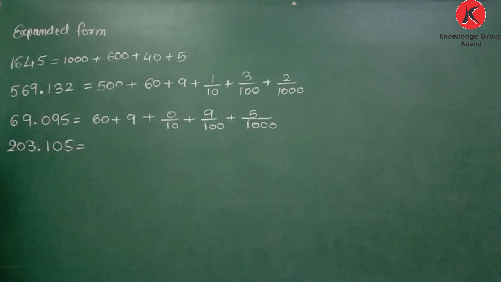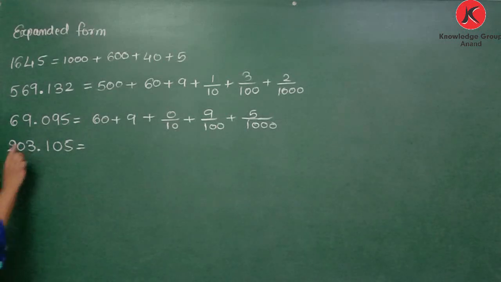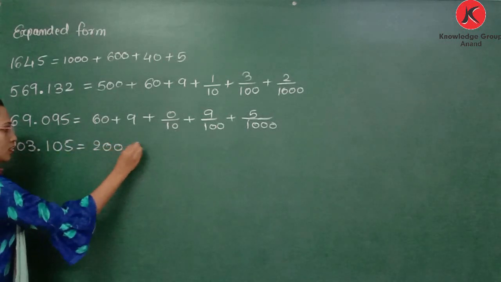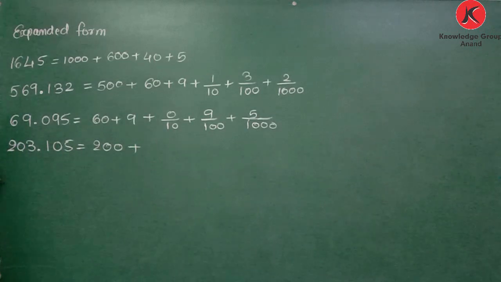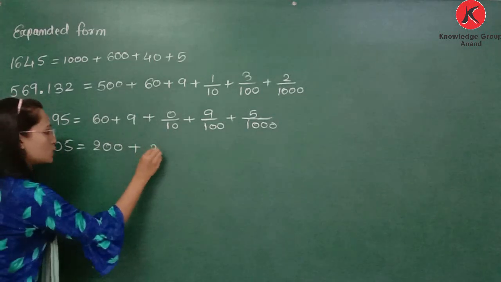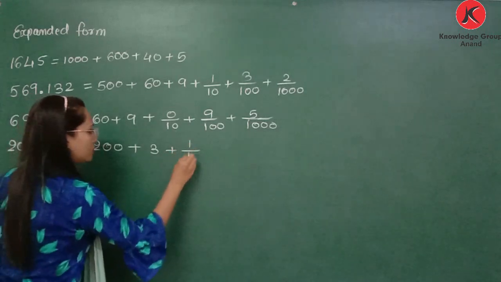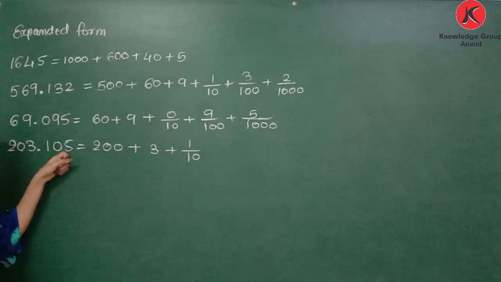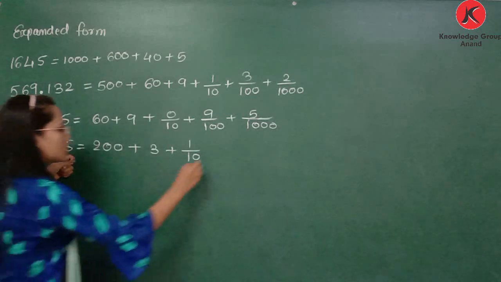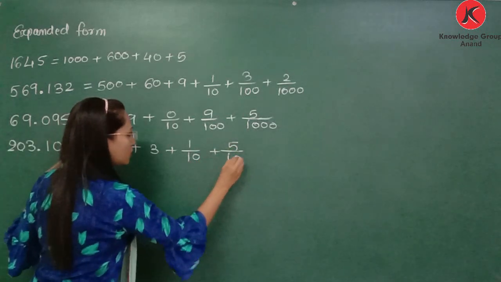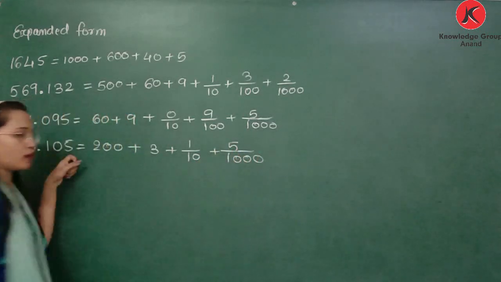203.105. So now here we skip the step for 0. So here 2, that is 200. Place value of 0 is 0. Now place value of 3 is 3. Place value of 1, that is 1 by 10. Place value of 0 is 0, and 5, that is 5 by 1000. So you can write this way also.